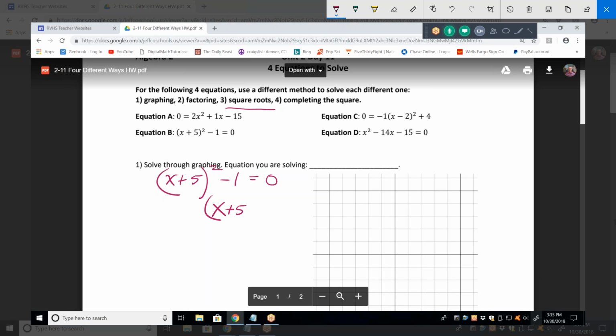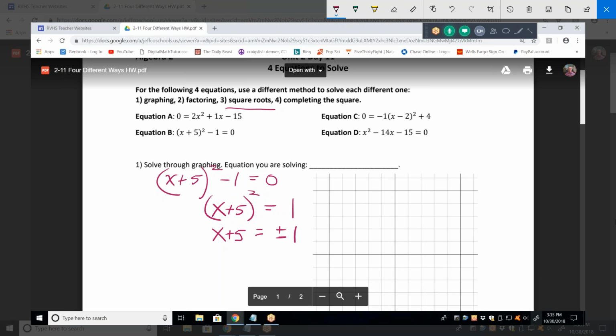Okay, hold on. Let's do that. And now do you see why this method lends itself to square roots? Yes. Okay. So we make it x plus 5 squared, and then it's just the square root of 1. Which is? 1. Sorry, something popped up. Plus or minus.